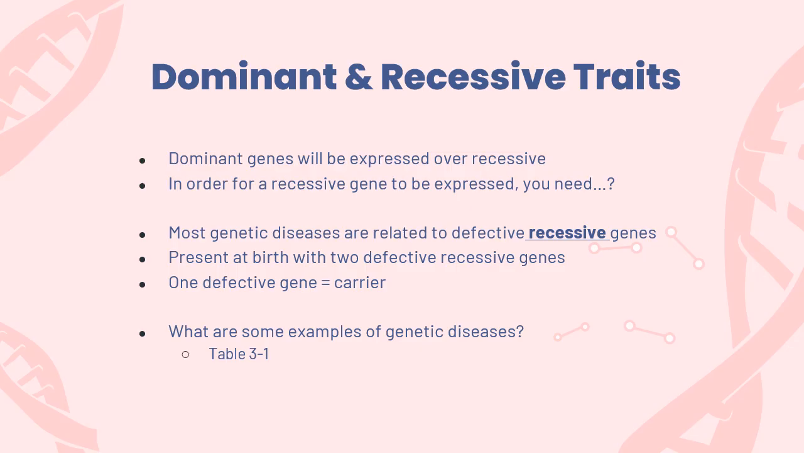So most genetic diseases are related to defective recessive genes, okay? If you have 2 recessive genes that are defective, it's going to be present at birth. Sometimes if it's one, they will show it. Generally, not often. So just think of it this way. If they have 2 defective recessive genes, they're going to see it at birth. If they have just 1 defective recessive gene, they're generally just going to be a carrier of that specific trait.